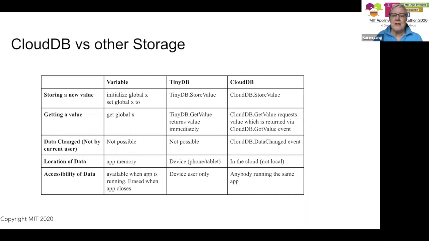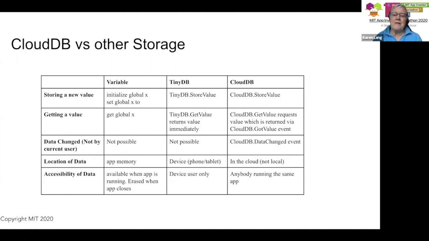The third type is CloudDB. And in this case, it's very similar blocks. There's a store value and a get value. So you can store the information. Say you store your high score to the cloud using store value. You can also check what your high score is using get value.